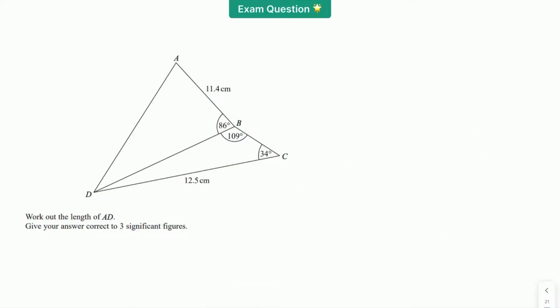Now, this is where we have an exam question. And this is where that thinking really kicks in that I was talking about earlier. So what is the question asking us for? AD. Okay, let's label that. AD is that side there. Okay, so let's label that x.